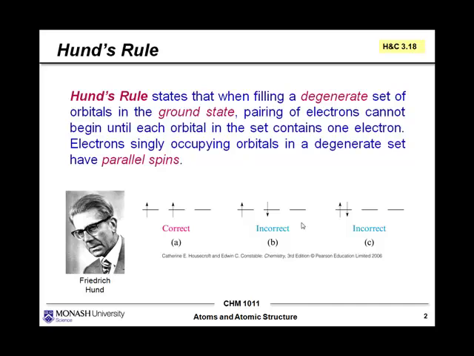And Hund's Rule states that when filling a degenerate set of orbitals in the ground state, pairing of electrons cannot begin until each orbital in the set contains 1 electron. Electrons singly occupying orbitals in a degenerate set have parallel spins.